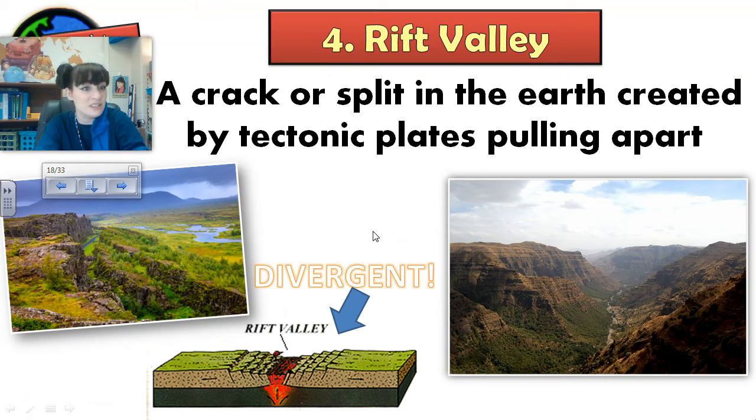A rift valley. This is new. A rift valley is a crack or split in the earth created by tectonic plates pulling apart. You learned a little bit about this yesterday when we talked about divergent boundaries. So when a divergent boundary pulls apart and new land is bubbling up and formed, sometimes it causes a rift valley, which is that big crack in the earth.